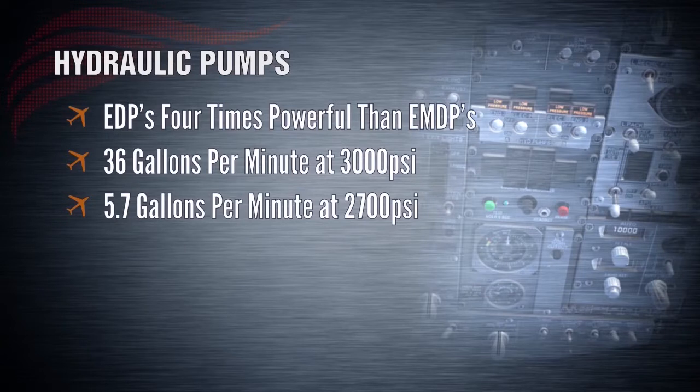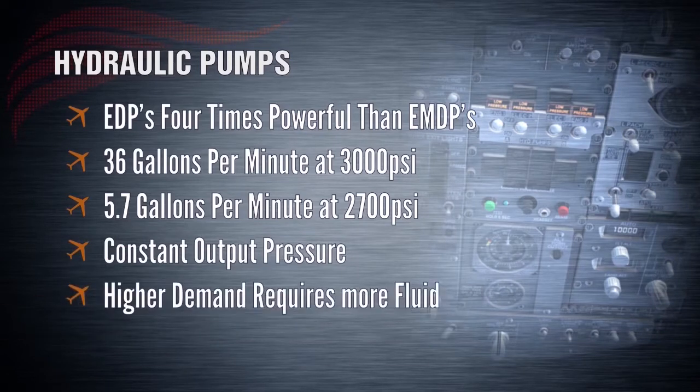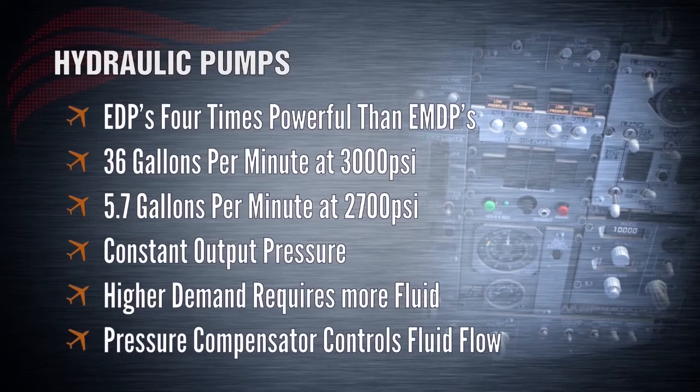Output pressure from the pumps is maintained at a constant pressure, regardless of system demand. The more demand there is on the hydraulic system, the greater the fluid flow required to maintain that constant pressure. A pressure compensator in each pump controls the fluid flow to maintain hydraulic pressure as demand fluctuates.